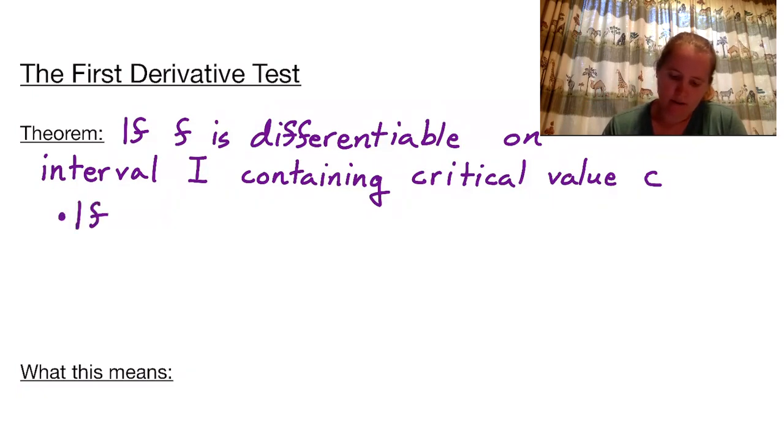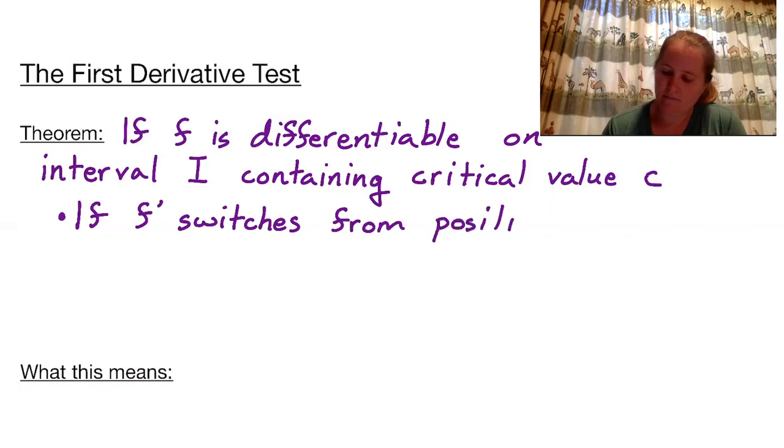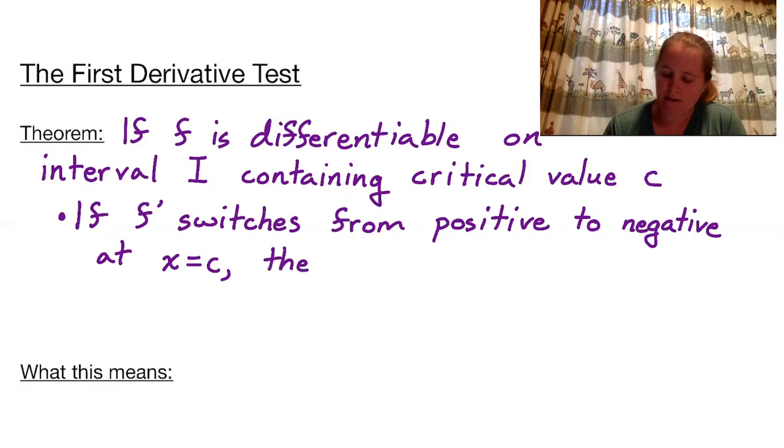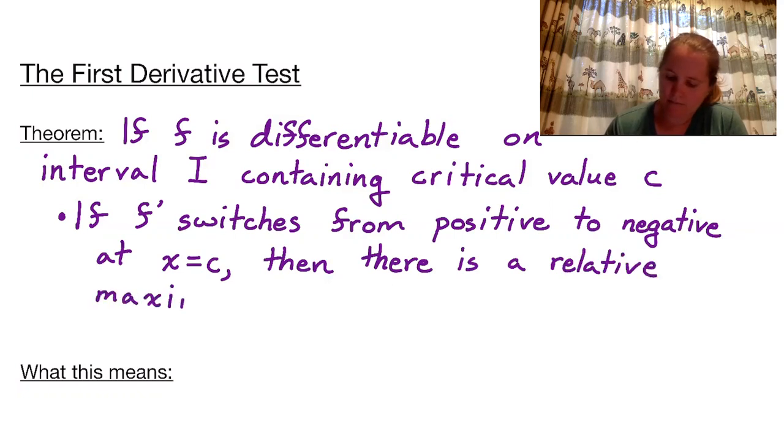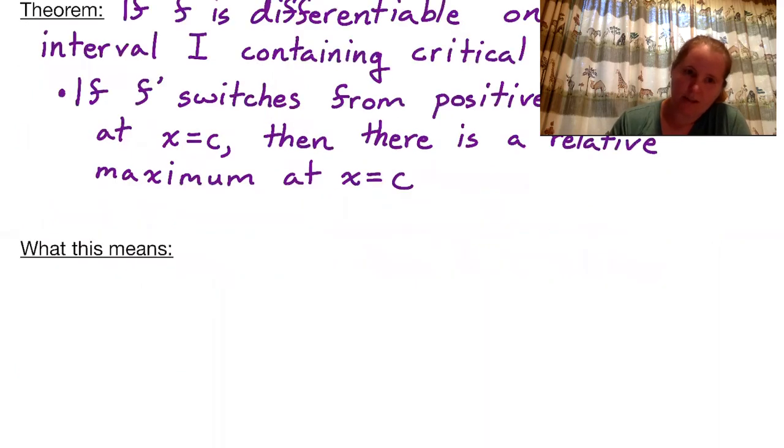If f prime switches from positive to negative at x equals c, then there is a relative maximum at x equals c.